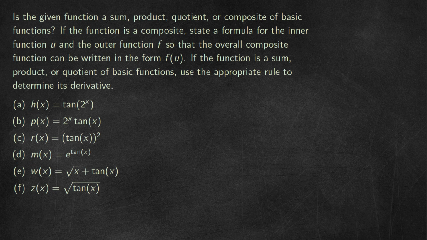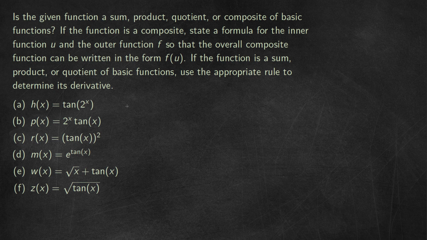Next, we're going to practice identifying composite functions. So we're given several sample functions, and we're asked, is the function a sum, a product, a quotient, or a composite of basic functions? For the ones that are a composite, we're going to write down what is the inner function, what is the outer function, so that we can write the composite in the form f of u. If it's a sum, product, or quotient, we're going to go ahead and use the derivative rules we already know to find the derivative.